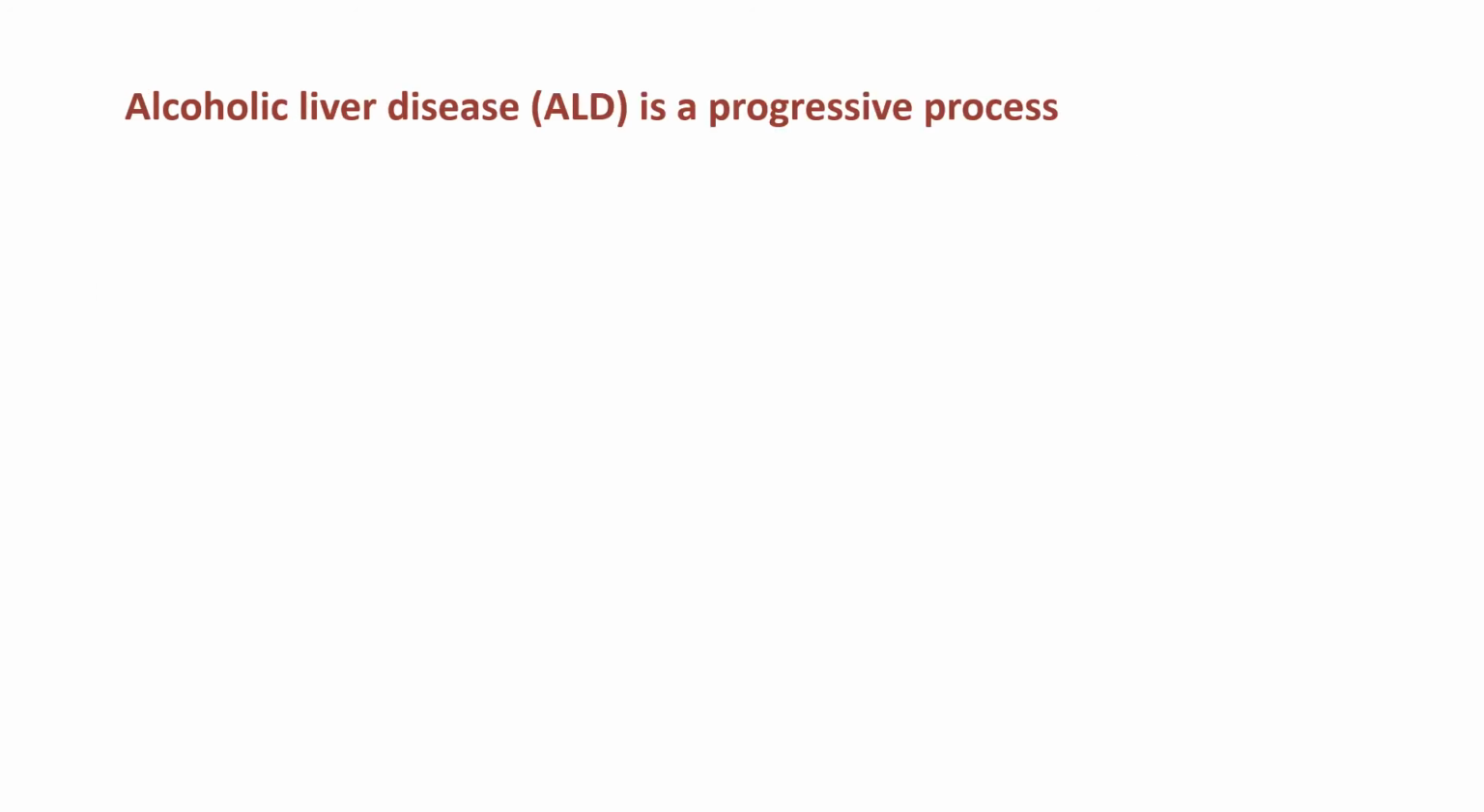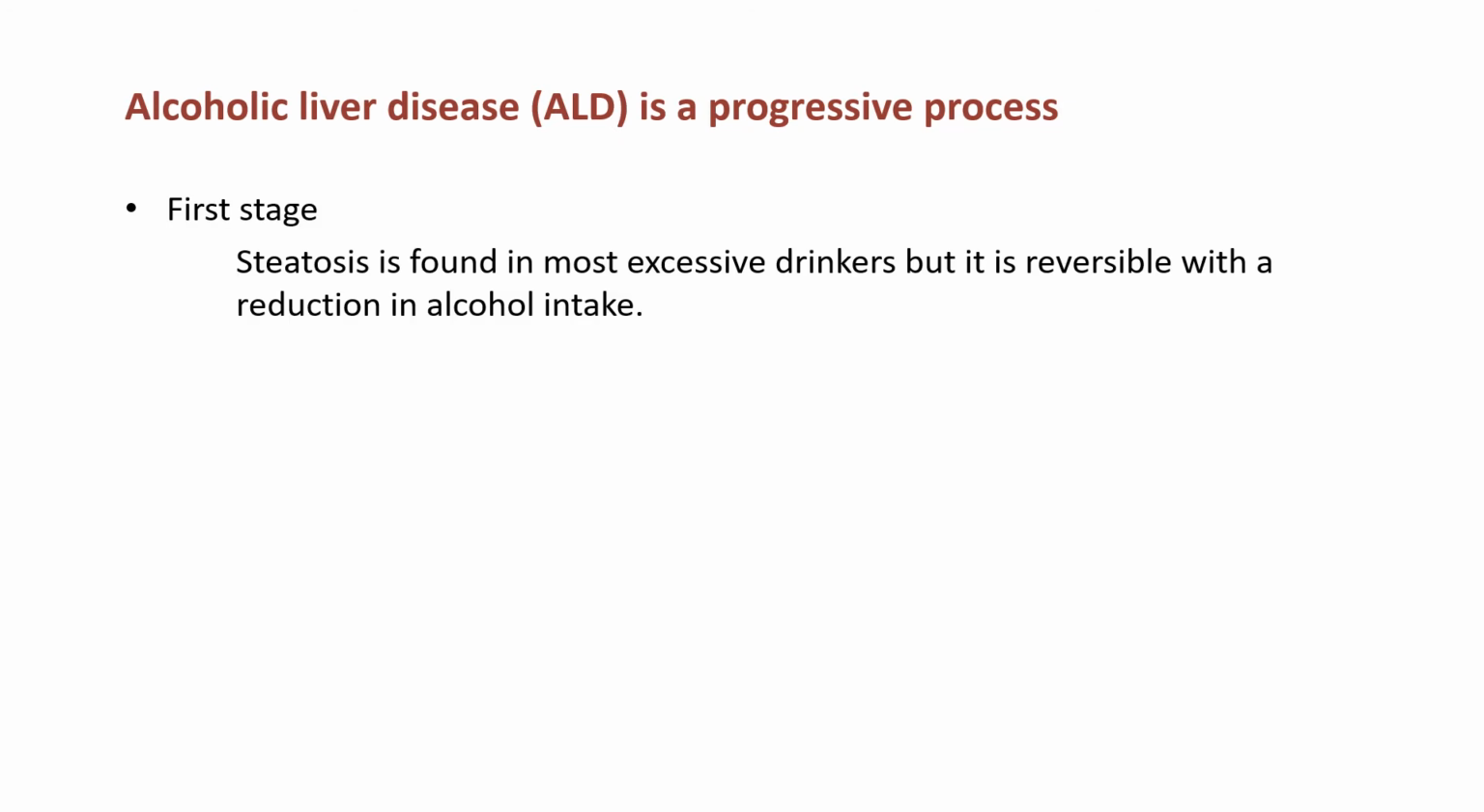So alcoholic liver disease, we also have this concept of progression. The first stage is still steatosis. It's found in most excessive drinkers, but this is reversible with a reduction in alcohol intake, obviously.